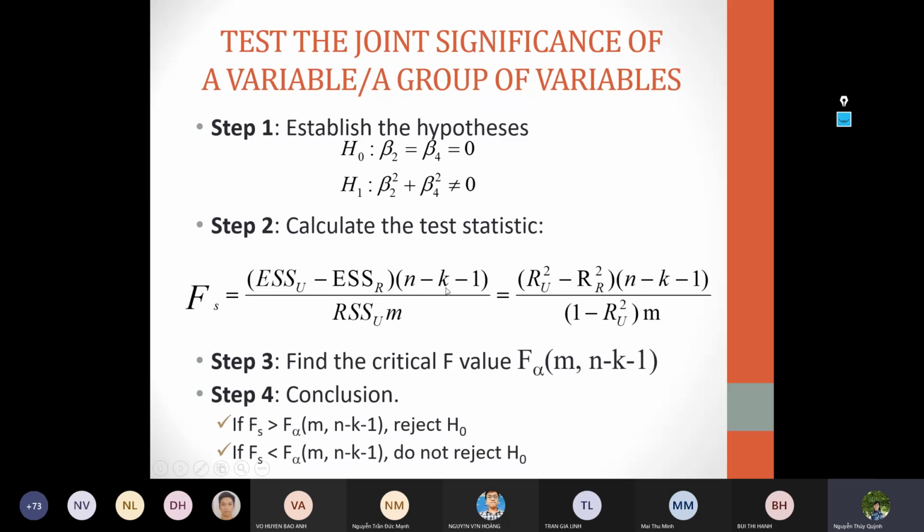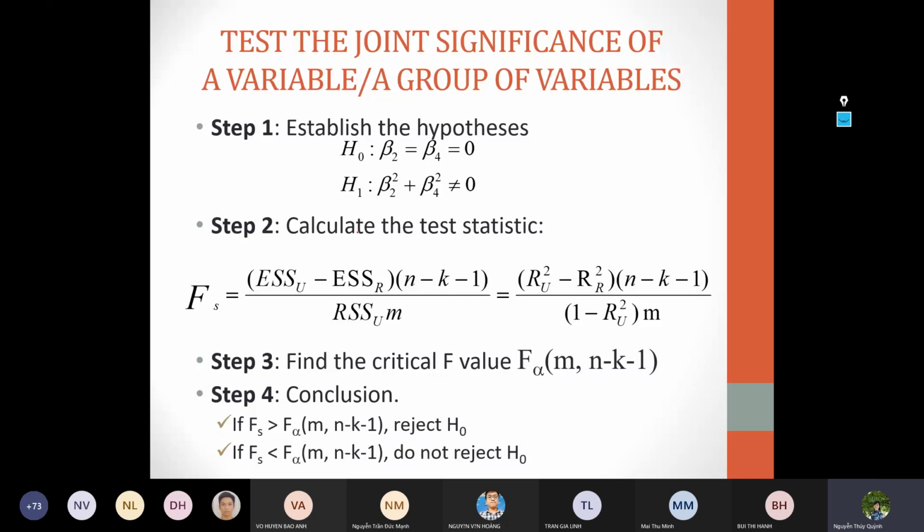If we divide the numerator and the denominator by TSS, then we get this one. We have R squared, the coefficient of determination of the unrestricted model, minus the R squared of the restricted model, divided by M, and divided by 1 minus the R squared of the unrestricted model divided by N minus K minus 1. That will be our F value.